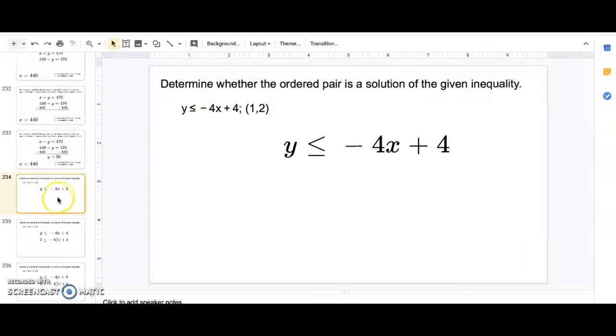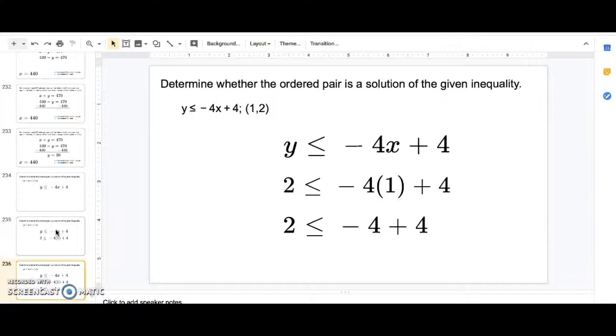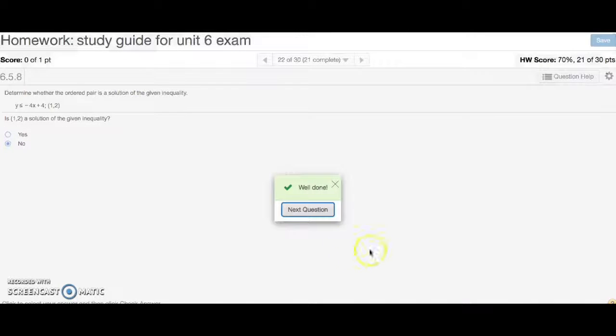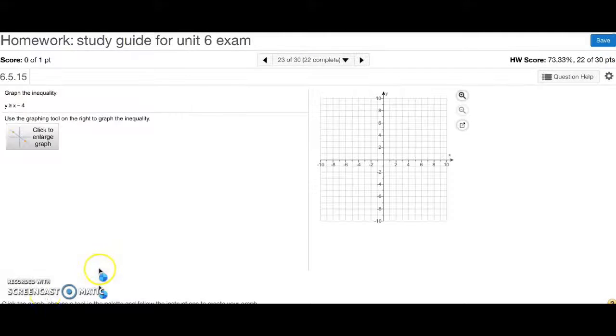Okay, so I'm going to put in 2 for y and 1 for x. Negative 4 times 1 is negative 4. Negative 4 plus 4 is 0. 2 is not less than or equal to 0, so we're going to say this is not a solution to the given inequality. And that's number 22.